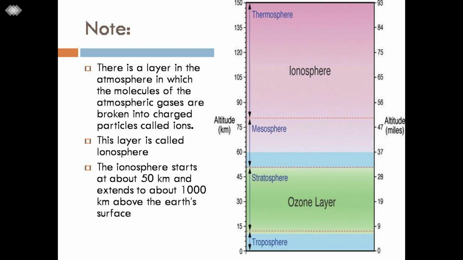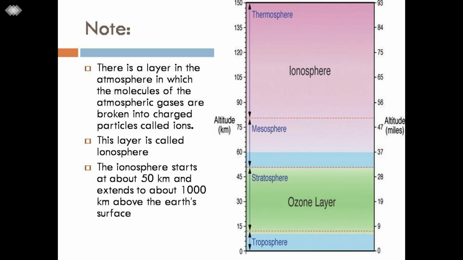So, my dear students, till here I have completed the 5 layers of atmosphere. On the screen, there is a general note which is going to tell you about the ionosphere. Ionosphere is the layer in the atmosphere in which the molecules of the atmospheric gases are broken into charged particles called ions. This layer is called ionosphere.